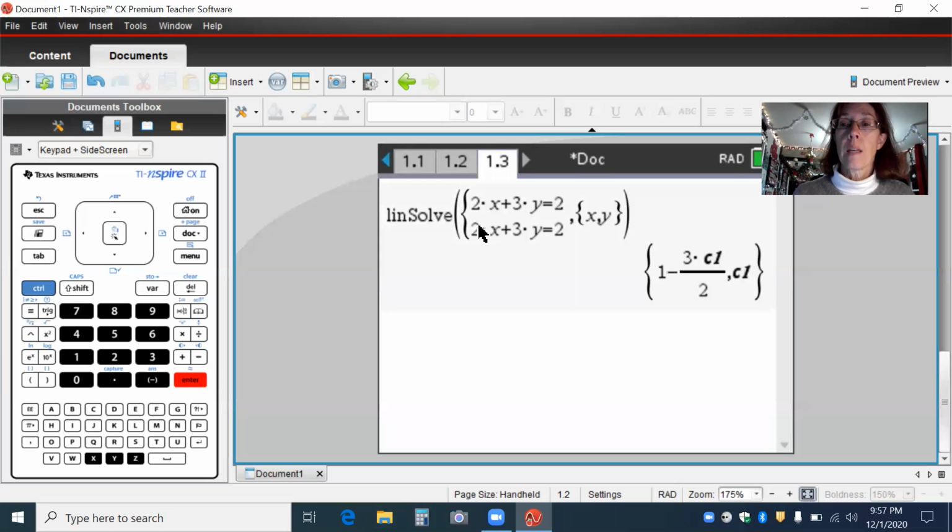So let's see what it looks like. When you hit enter, it gives you this really weird thing. See how weird this is? So if you get a really weird answer like this, it means it's infinite solutions. Okay, so that weird one is your infinite solutions. Let's see what no solutions looks like.